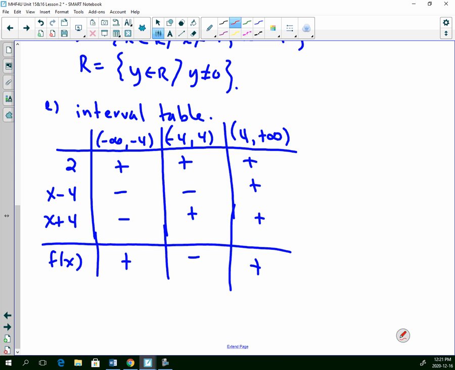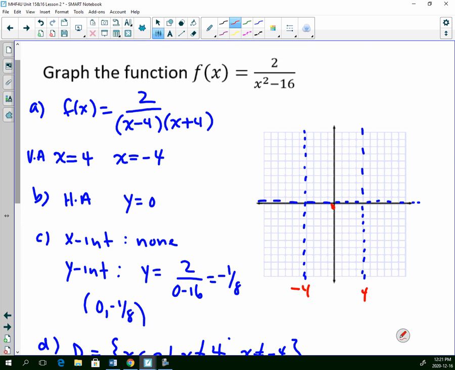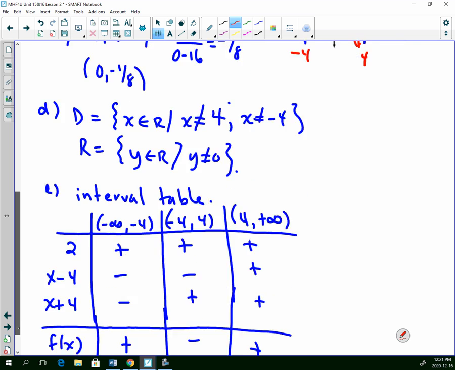It is positive to the left and right, so it's positive here, approaching both asymptotes, and it's positive here, approaching both asymptotes, and then it's completely negative here, passing through the y-intercept and approaching the asymptotes from both sides. Okay, so that's what the graph looks like. And then I can do my intervals.